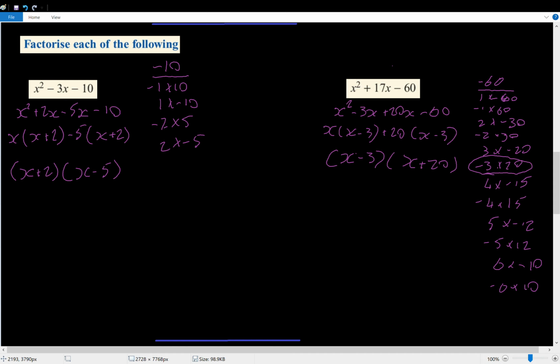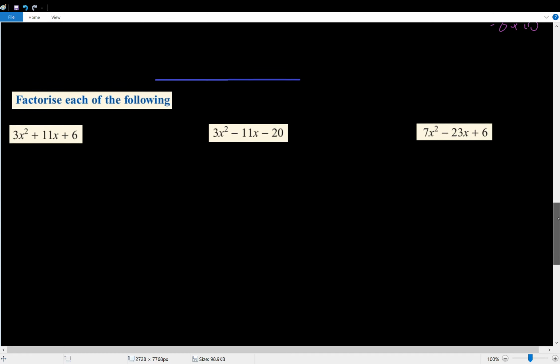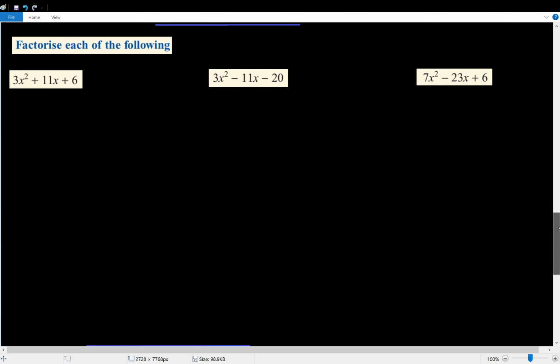Okay, now all of the examples we've seen so far, all 6 of these, there's been no number other than 1 in front of x squared. But this method does still work when there is a number involved. In fact, it's even more useful for these particular type of ones. There are other methods for doing this, but this is the most useful method when there's a coefficient of x squared. So let's look at 3 examples here where we've got a number in front of the x squared, and we'll go through the process for them.